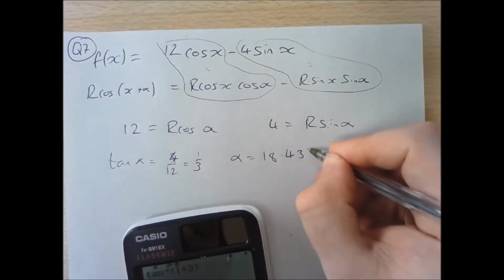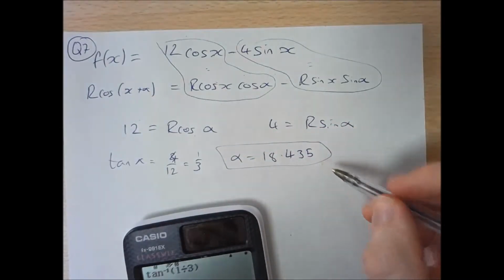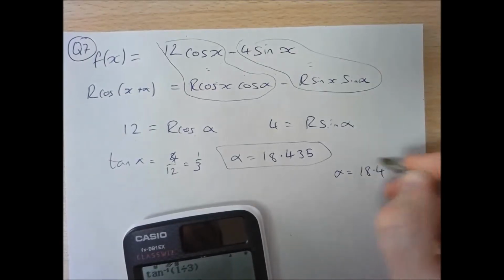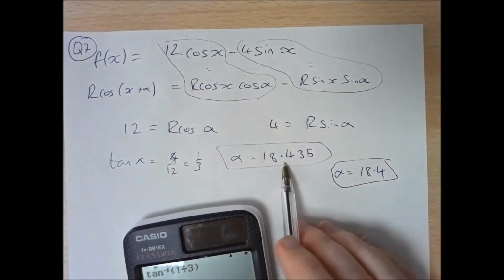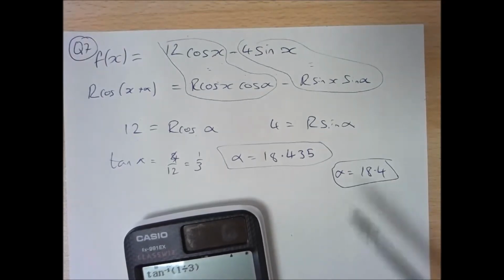You see, I'm going to use 18.435 here as my exact version for later calculations, but for my final answer I'm going to give alpha equals 18.4. So this is the one I'm going to use for calculations. This is the one I'm going to state as my answer, because I want my answers later on to be as accurate as possible.